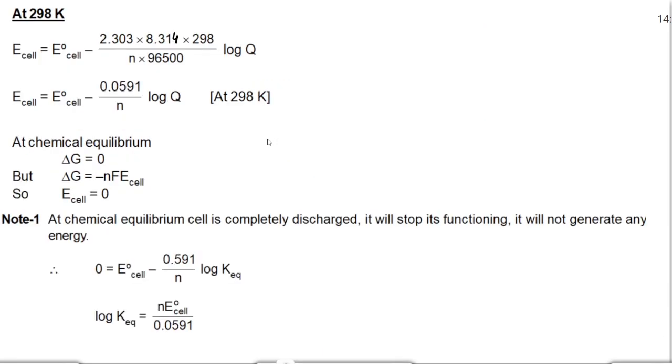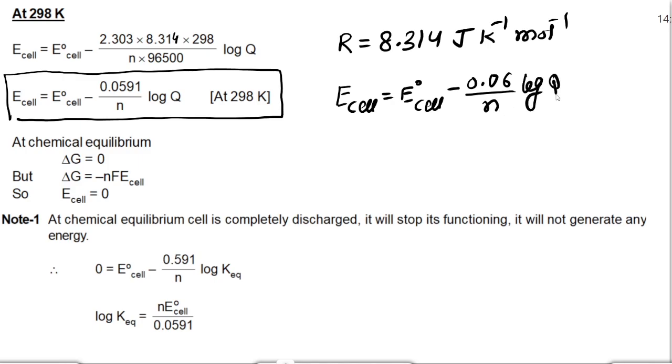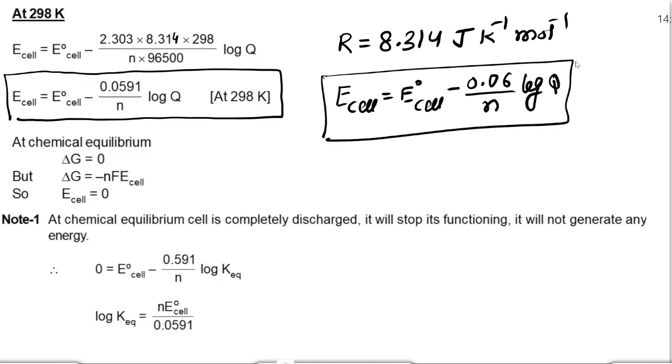So at 298 Kelvin, we put the value of R and T. R is 8.314 joule per Kelvin per mole. So E cell is equal to E naught cell minus 0.0591 upon n log of Q, and you may take 0.059 as 0.06 to make the calculation simple.